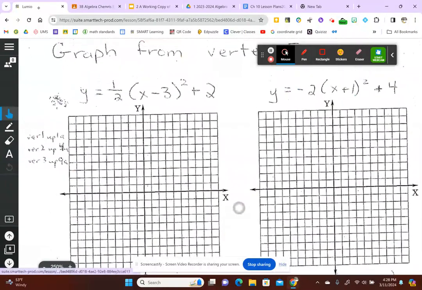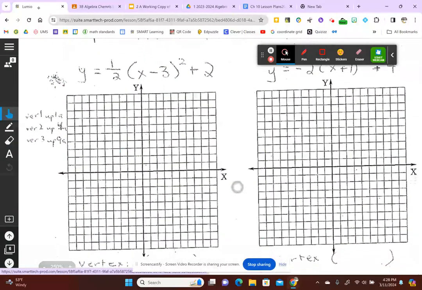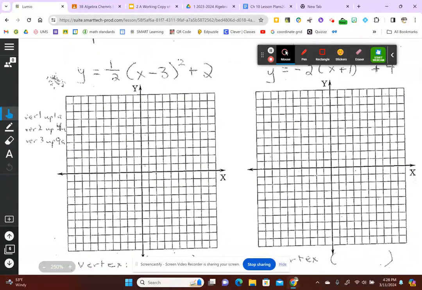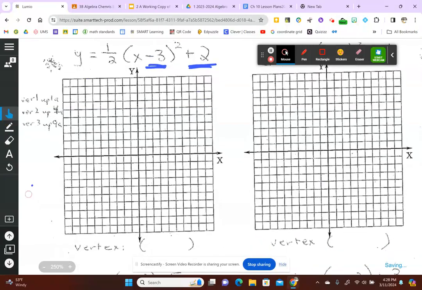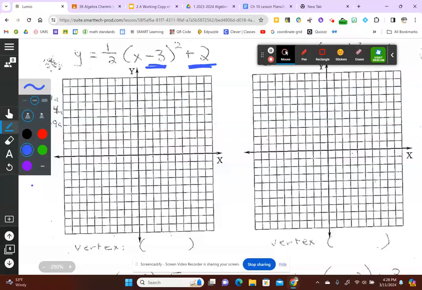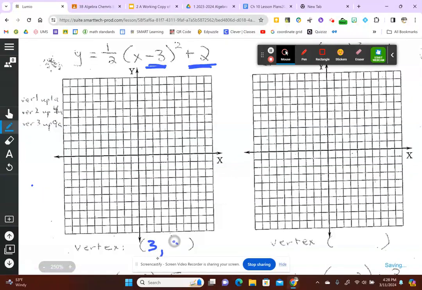So we will do the first one together, and then I want you to try to do the rest on your own and just check. So for the first one, I'm going to find the vertex. I'm going to do the opposite of what I see with x. So I see -3, so that means this is going to be 3, 2. So my vertex is (3, 2). So I go over to 1, 2, 3, up 2.